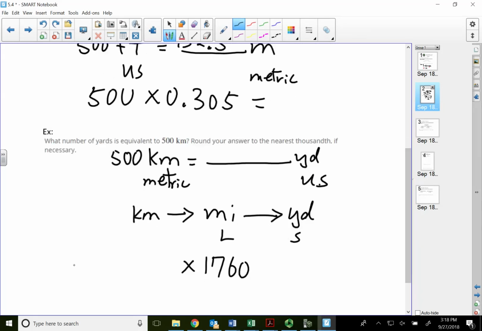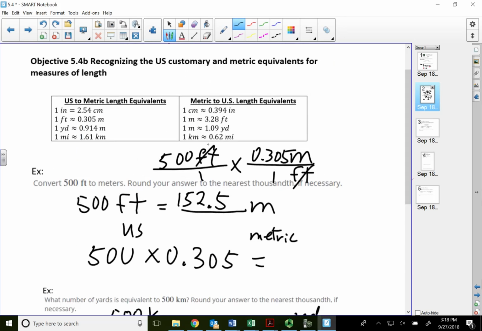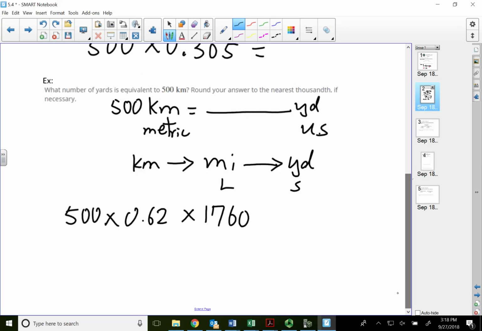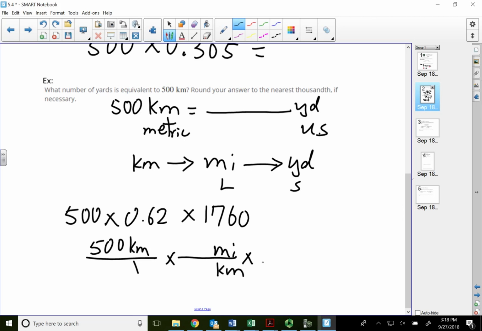So let's start off with 500 kilometers and multiply by 0.62 to take me to miles. Once I multiply by 0.62, I'm at miles. To go from mile to yard, I multiply by another 1760. If I write out the unit fractions, it will look like this: kilometer on top, kilometer down here, kilometer takes me to mile. And multiply another fraction, this time put mile down here so the two miles can cancel out. Mile converts to yard, so 1 mile is 1760 yards.